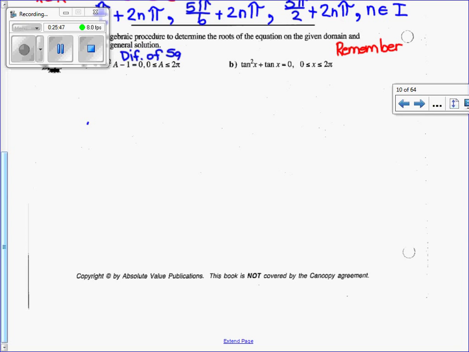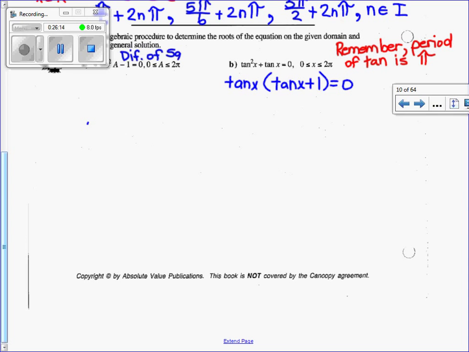Remember, the period of tan is just pi. It's not 2 pi like cosine and sine. Okay? So again, to factor this, oh, this is easy to factor. I'm just going to factor out 1 tan x. So that leaves me with tan x plus 1, and that equals 0.